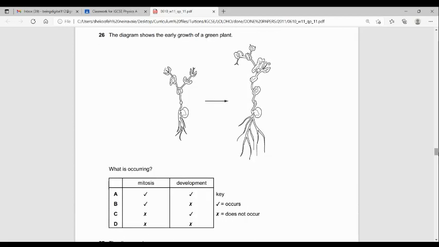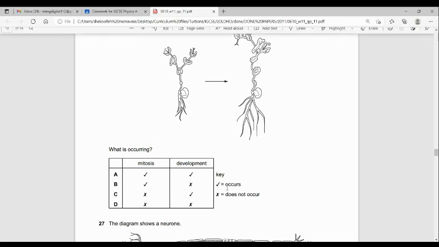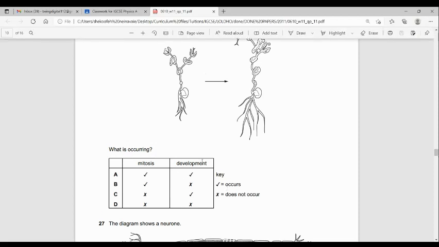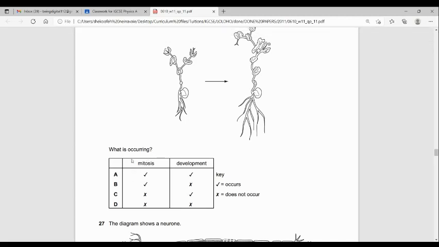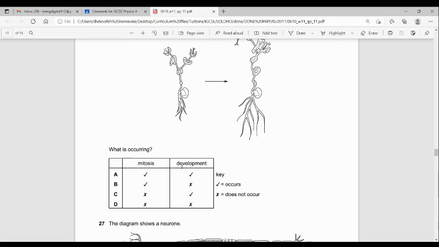Question number 26. The diagram shows the early growth of a green plant. What is occurring here? I have mitosis and development, and we were comparing these two together. In the plant, which is growing here, normal cells are growing and dividing and increasing in number by mitosis. So we have cell division happening, which is mitosis. And also a kind of development is happening here. It is growth and development, both of them together. So the answer is A.